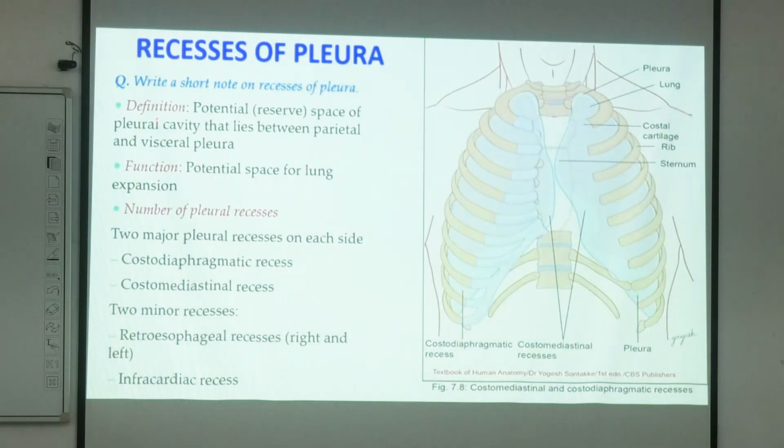And these costomediastinal and costodiaphragmatic recesses are important for your radiology. If there is accumulation of fluid in different diseases like pleural effusion, these recesses are obliterated in the chest X-ray.